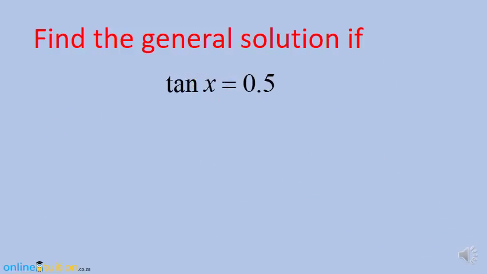Hey, so what have we here? The general solution. Tan of x is 0.5. So straight away have a look at this carefully and ask yourself, in which quadrant is tan negative? No, positive. It's positive. So we know that it must be positive in the first quadrant, which is there, and then of course in the third quadrant out there.